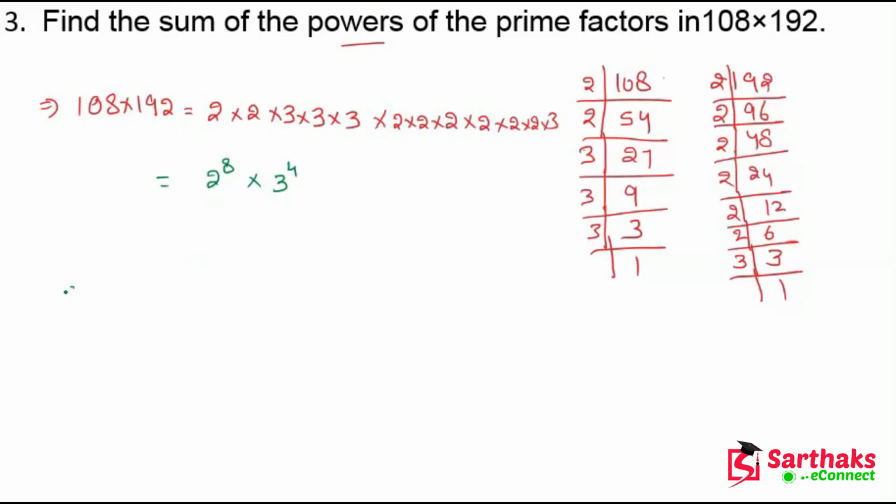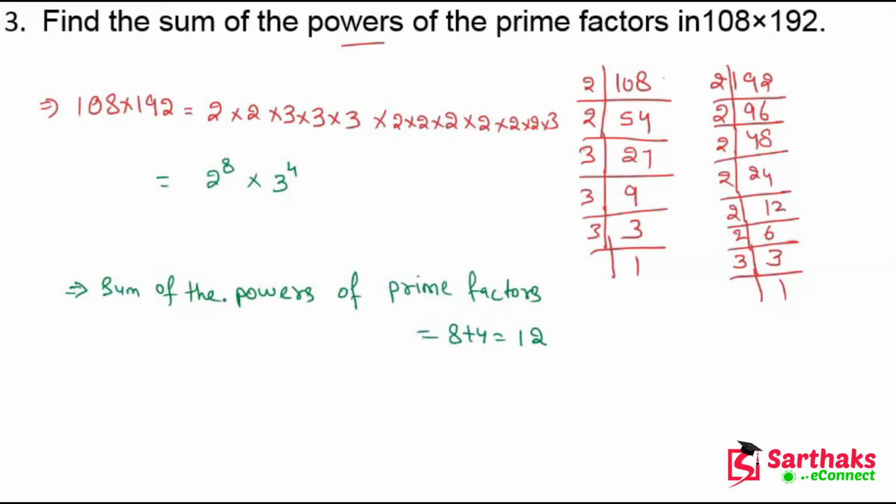So here the sum of the powers of prime factors is equal to 8 plus 4, and this is 12. Okay, understand my dear friends? So this is the answer of this problem.